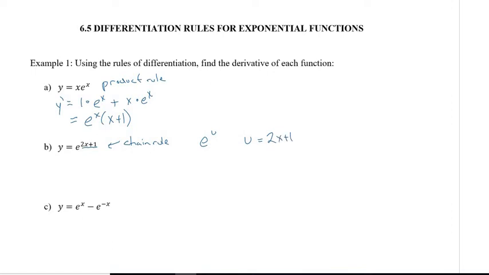To find the derivative, we take the derivative of the outside function, so that's e to the u, and then multiply by the derivative of the inside function, which is 2. That's going to be 2e to the u, or 2 times e to the power of 2x plus 1.